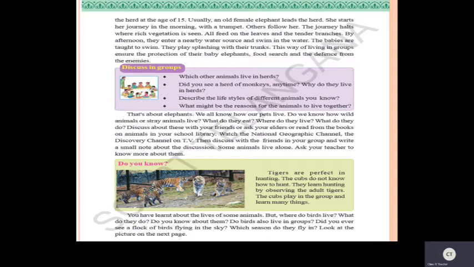By afternoon, they enter the nearby water source and swim in the water. Slowly they'll enter the source and swim. The babies are taught to swim. Now they play, splashing with their trunks. You know the trunk, children. A very long, flexible trunk is there. With the help of that trunk, they will play splashing.